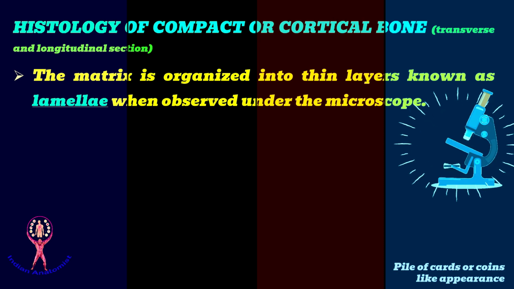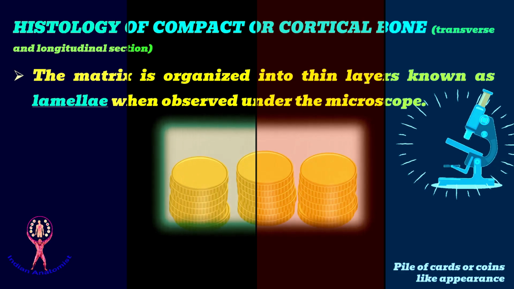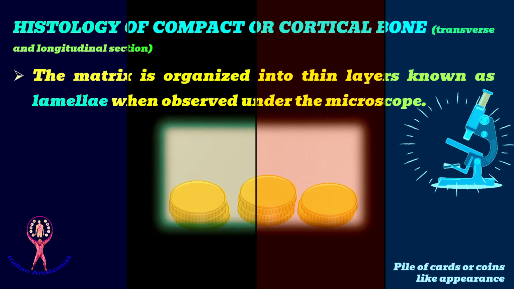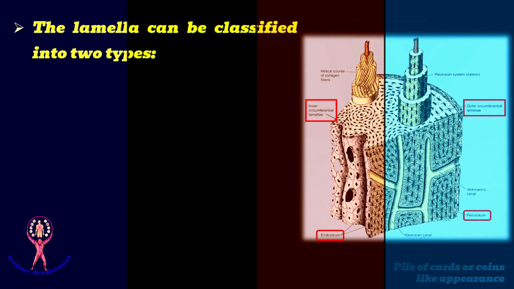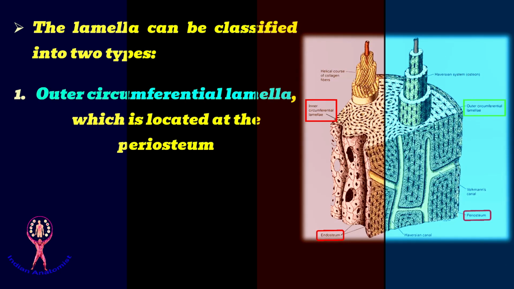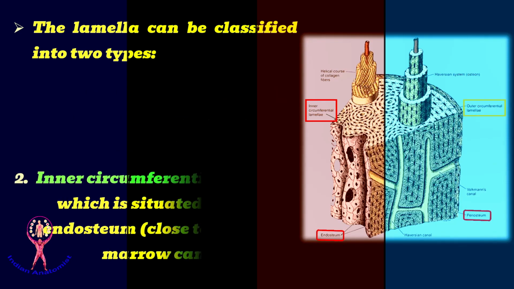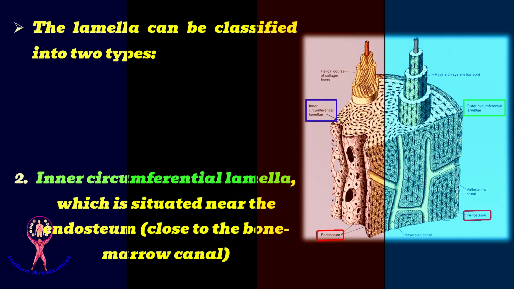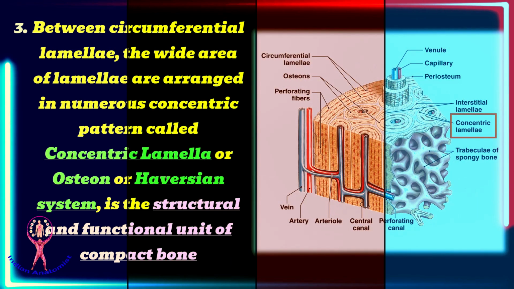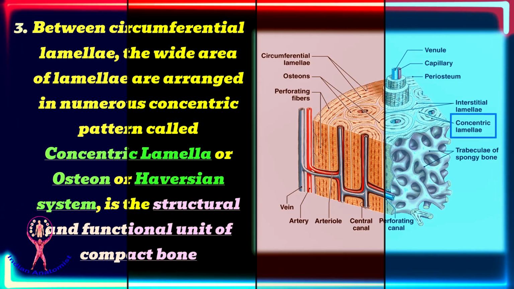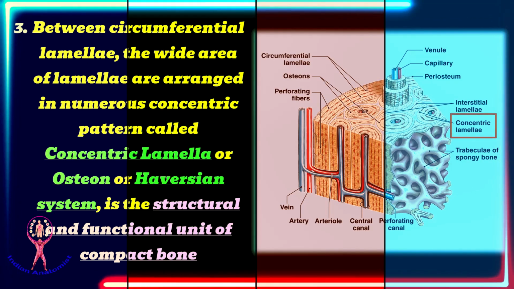The matrix is organized into thin layers known as lamellae when observed under the microscope. The lamellae can be classified into two types. Number 1, outer circumferential lamella, which is located at the periosteum. Number 2, inner circumferential lamella, which is located near the endosteum, that is close to the bone marrow canal. A third variety of lamellae can be observed in these sections, that is the concentric lamella.